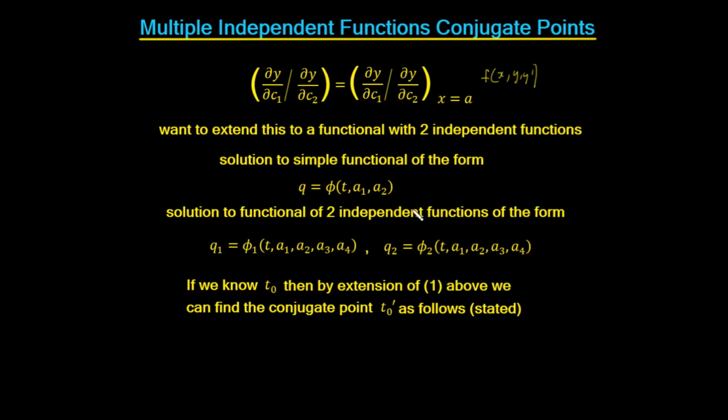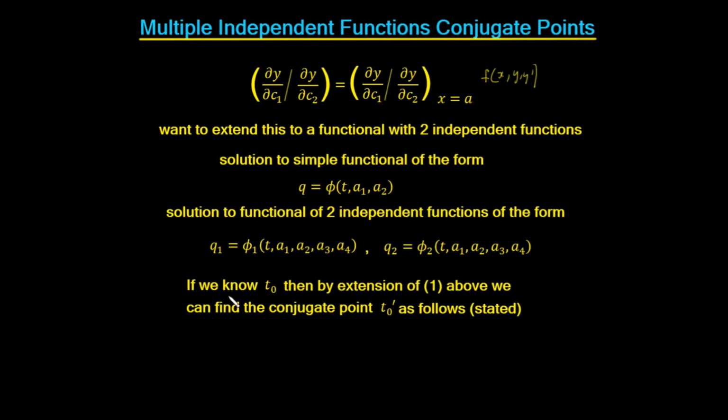Now if we extend this idea to a functional with two independent functions, then we'll find that the solution is going to be of this general form here. We're going to have a q1, which is some function phi1 of our independent variable t, and we'll have our four parameters a1 to a4. And again, we're going to have a q2, which is a function phi2 of our independent variable t, and we'll have our parameters a1 to a4.